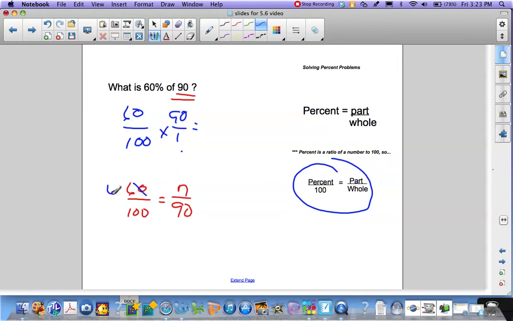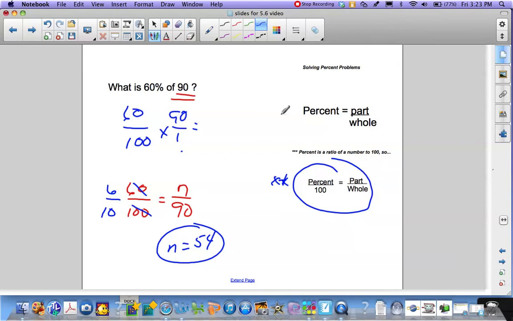I'm going to reduce this to 6/10ths. Now I can think 10 times 9 is 90, and 6 times 9 is 54. So what number is 60% of 90? It's 54. Remember, this is the key right here: percent over 100 is equal to the part over the whole.